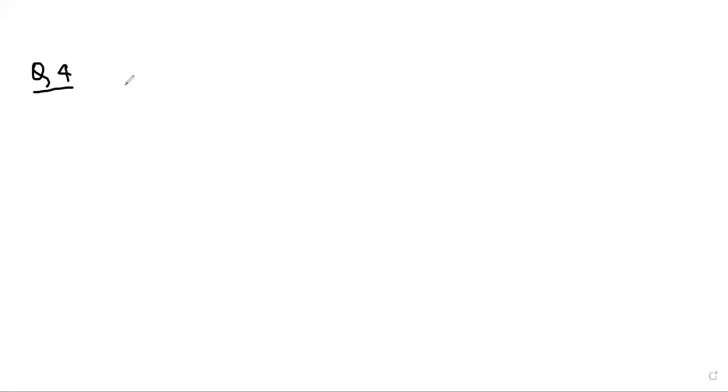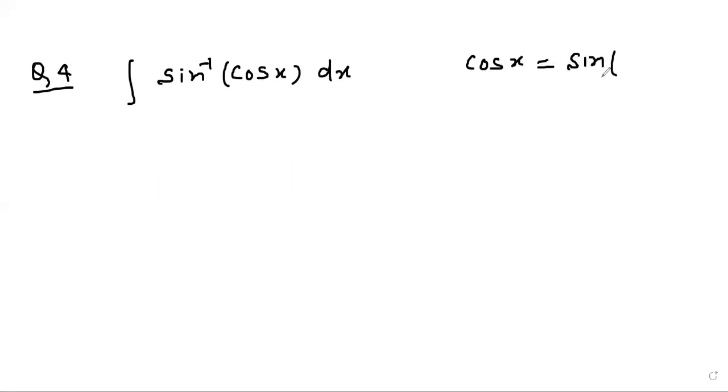Question number 4 says, integration of sine inverse cos x dx. Cos x can be written as sine of pi by 2 plus x or sine of pi by 2 minus x. Anyone can be taken, but the answer will differ. If we take pi by 2 plus x, the answer will be positive, and if we take pi by 2 minus x, then the answer will be negative.